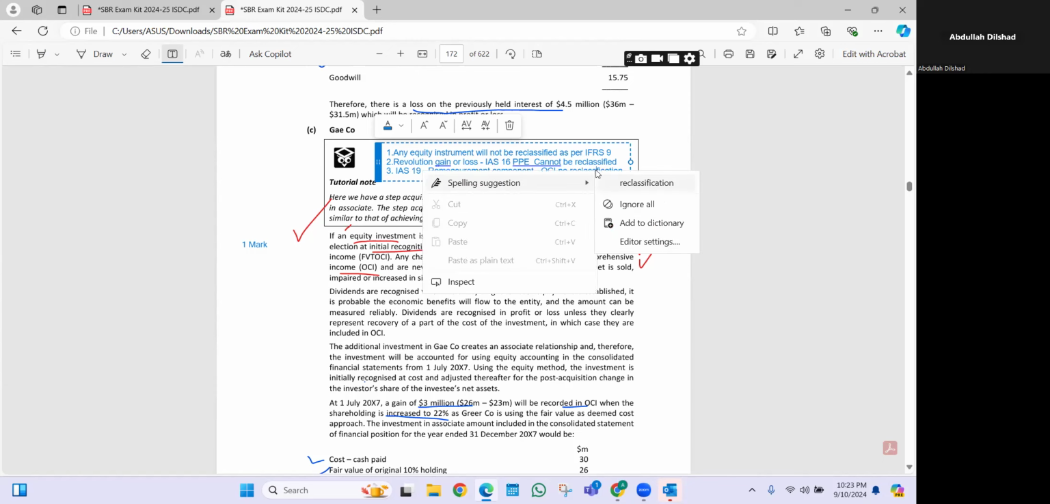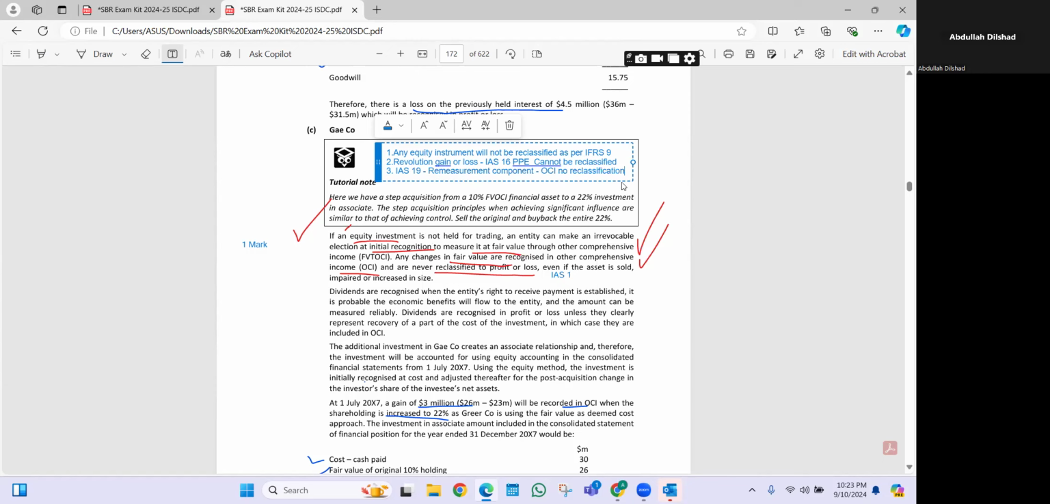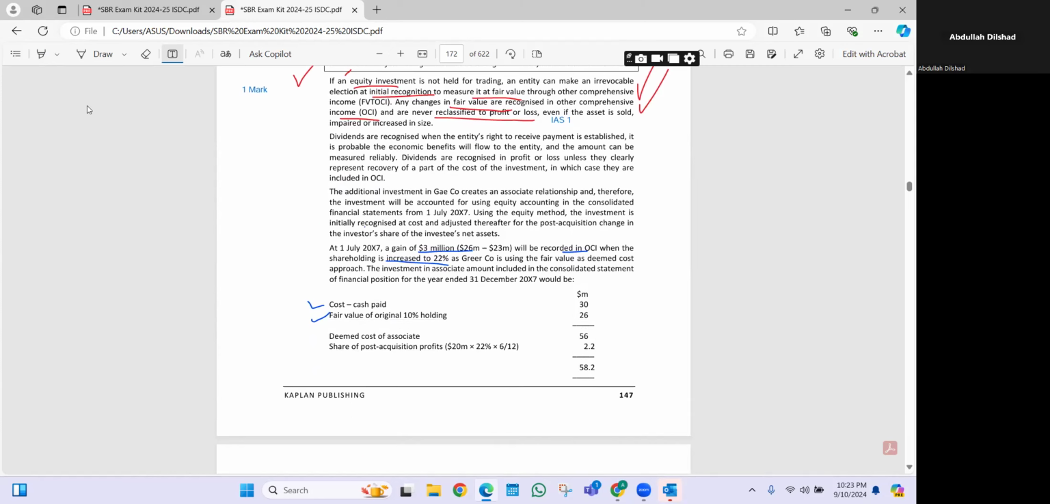Go and read the article in terms of IAS 1. You all will know about this. So all you need to know is only about the equity instrument. There is no reclassification that you need to know in terms of IFRS 9. So that's one mark there. Let us go and grab our second mark.